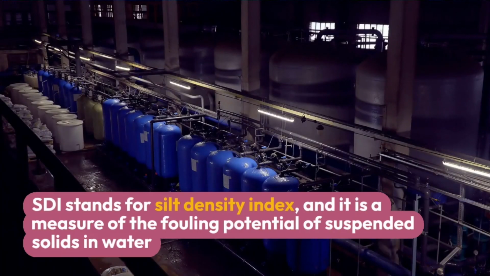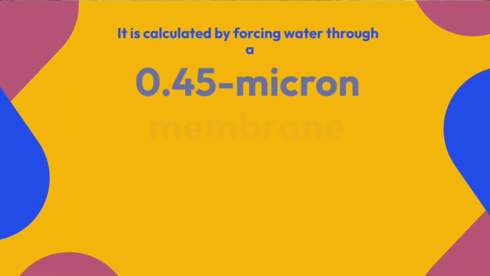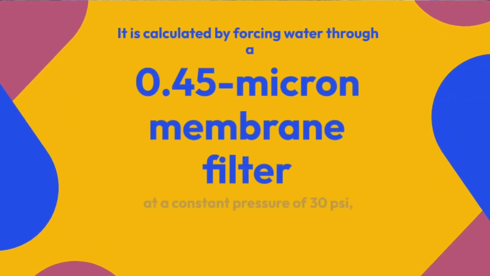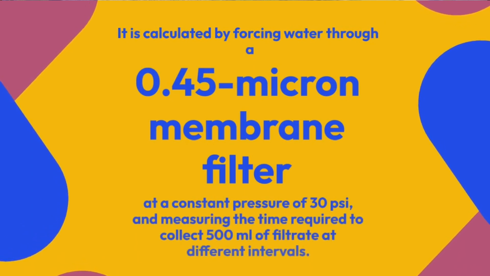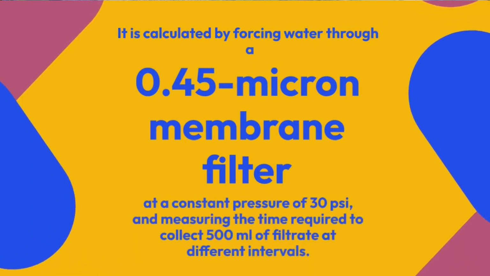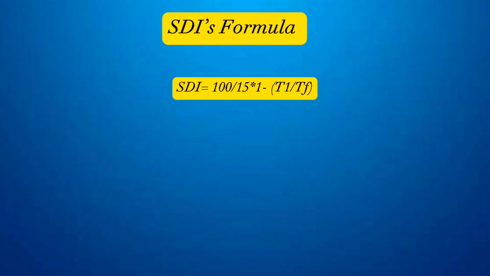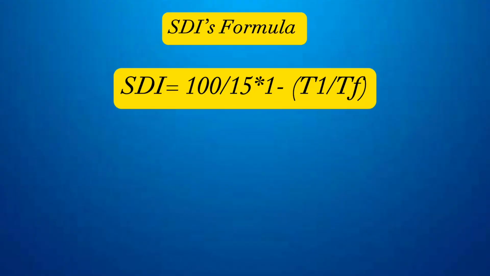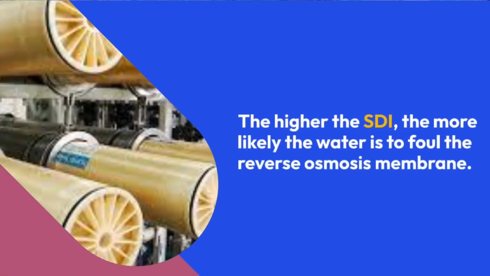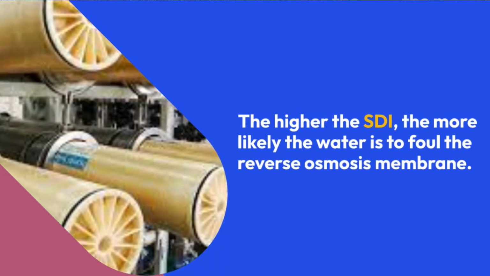Water SDI. SDI stands for Silt Density Index, and it is a measure of the fouling potential of suspended solids in water. It is calculated by forcing water through a 0.45 micron membrane filter at a constant pressure of 30 psi, and measuring the time required to collect 500 milliliters of filtrate at different intervals. The SDI value is then computed using a formula that takes into account the initial and final flow rates and the elapsed time. The higher the SDI, the more likely the water is to foul the reverse osmosis membrane.